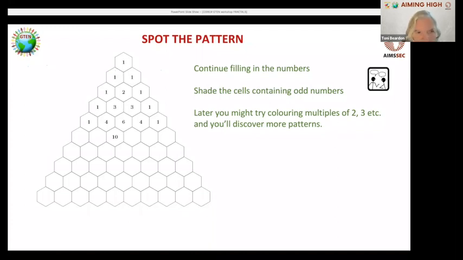Some of you may recognize this, but we're suggesting you give it to your learners with no hints. Let them try and figure out what the pattern is, talk to each other and experiment with it. And somebody will discover what the pattern is.